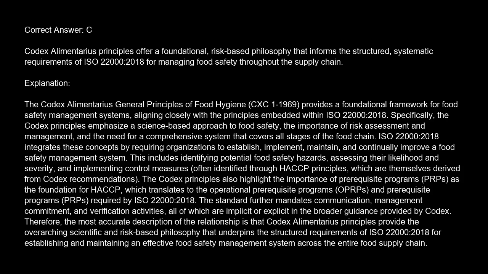ISO 22000-2018 integrates these concepts by requiring organizations to establish, implement, maintain, and continually improve a food safety management system. This includes identifying potential food safety hazards, assessing their likelihood and severity, and implementing control measures, often identified through HACCP principles, which are themselves derived from Codex recommendations. The Codex principles also highlight the importance of prerequisite programs, PRP, as the foundation for HACCP, which translates to the operational prerequisite programs, OPRP, and prerequisite programs, PRP, required by ISO 22000-2018.